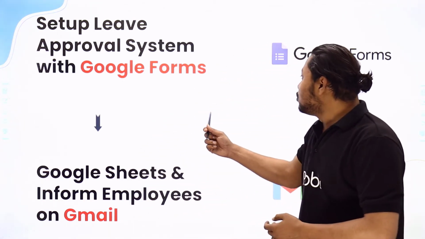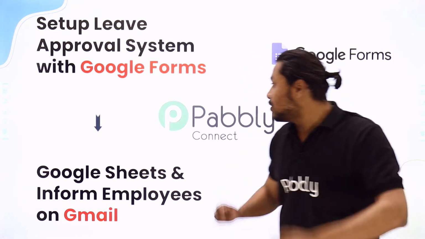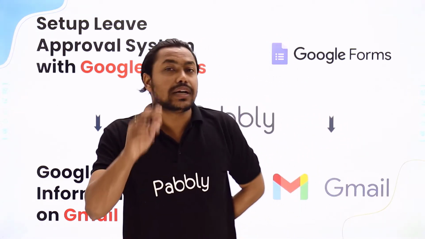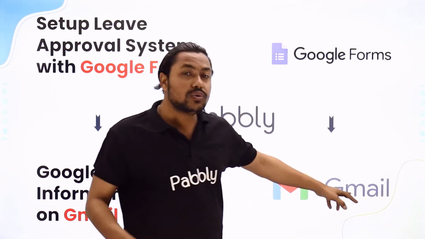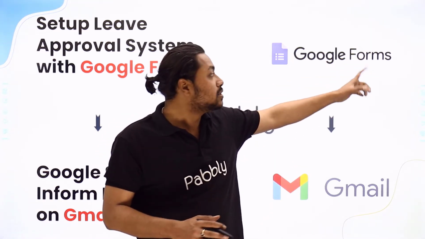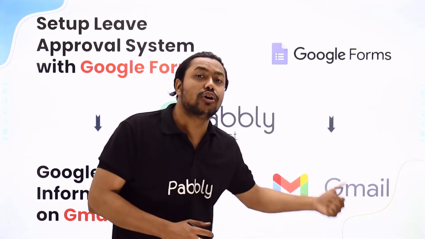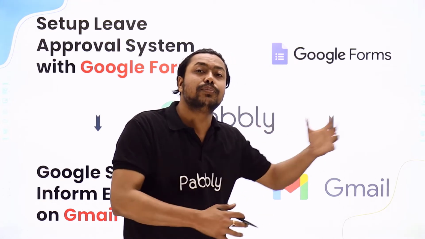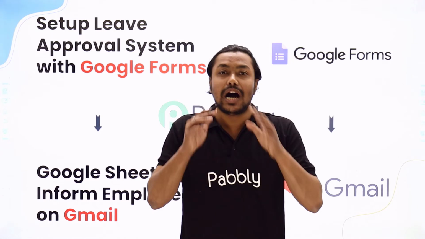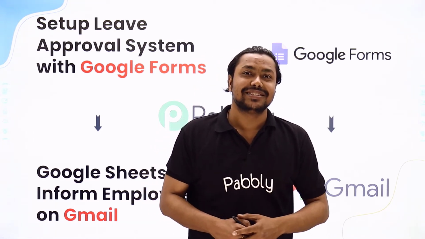Now, what you have to do is, you have to use an integration and automation service, Pabbly Connect, for that. So that whenever a form submission has been made in your Google Forms, it will automatically be integrated with your Gmail, and an automatic response from your Gmail will be sent to your employees' email IDs. Okay? Now, you will ask me how you are going to do that. So to learn that, you have to come with me to the screen.